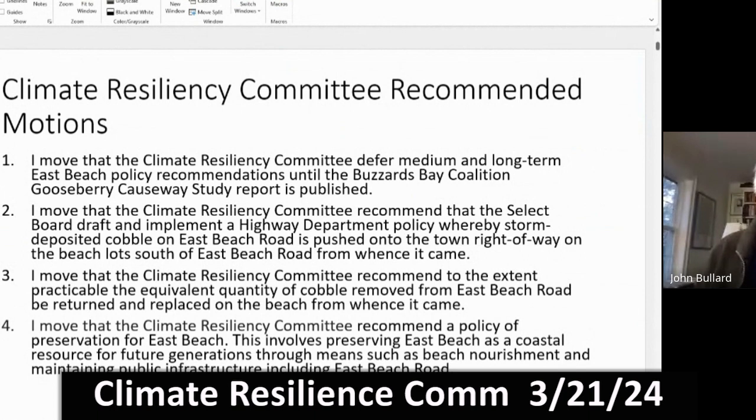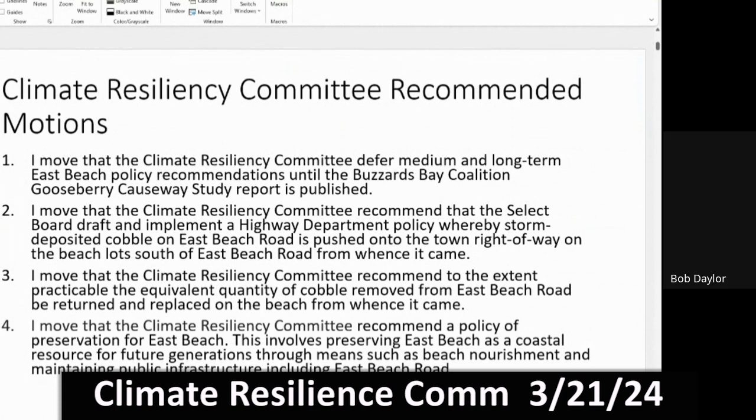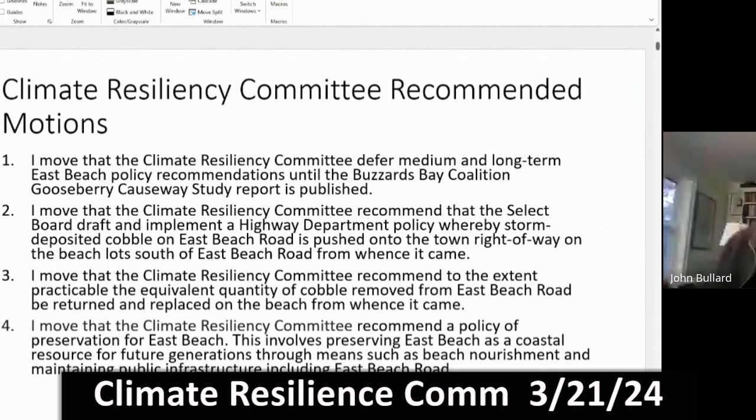Assuming that the study is going to provide the answer to erosion, maybe it will, but maybe it won't. And there are other things that can cause disaster to East Beach than sediment transfer that is affected by the causeway, such as sea level rise or the next big storm. Unlike what we had in January, we could get a big storm, and then you'll get big damage. So I think we should be making recommendations now, not a year from now.